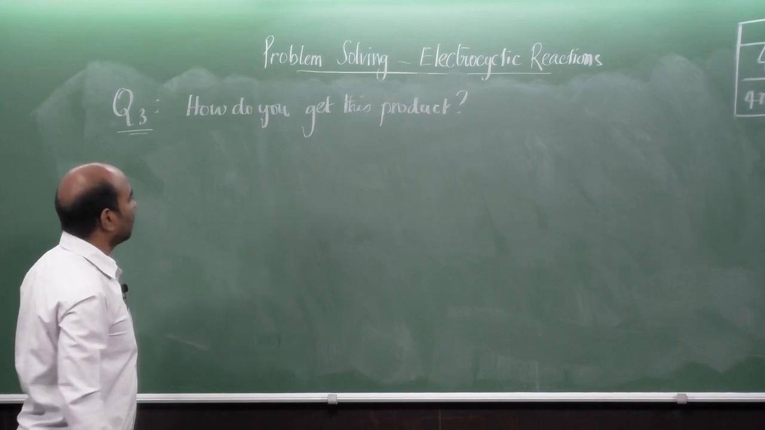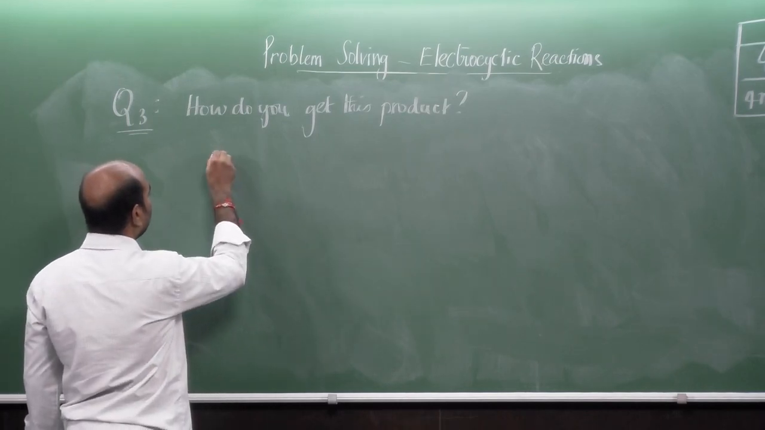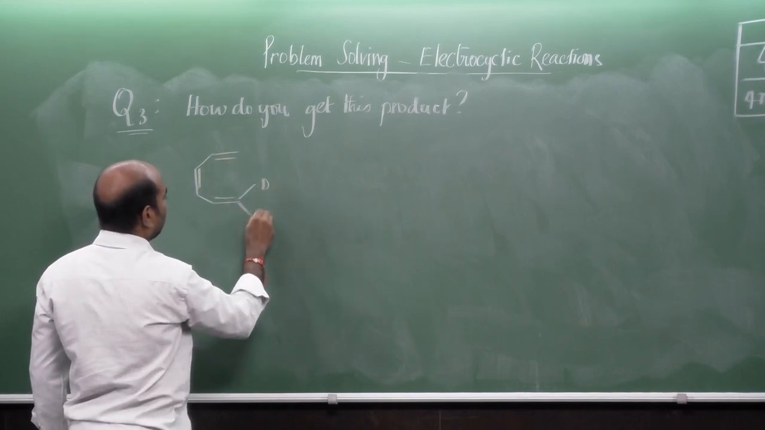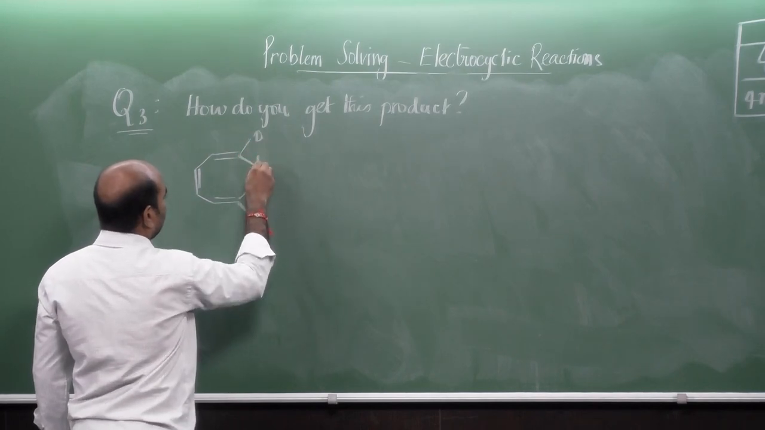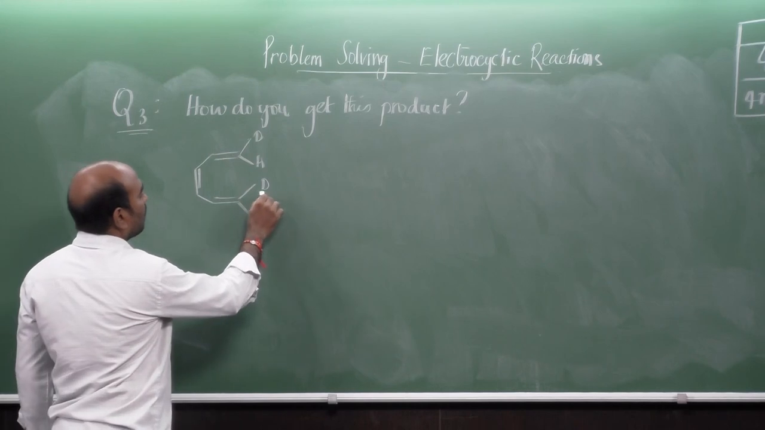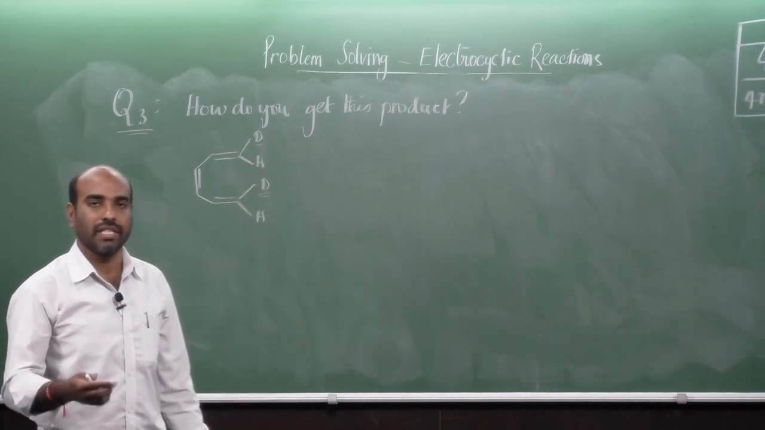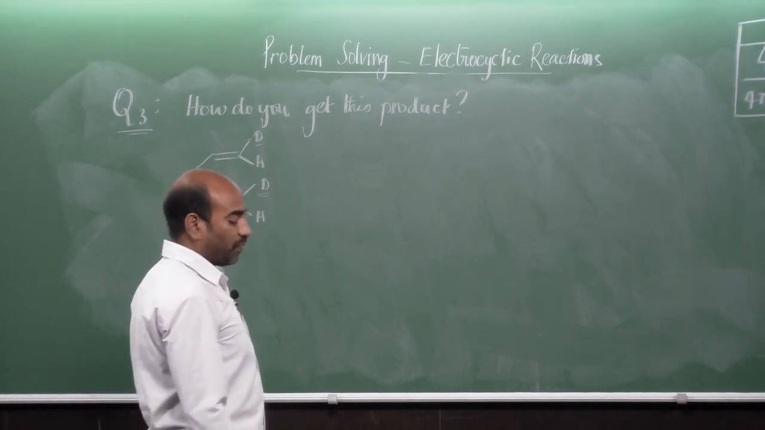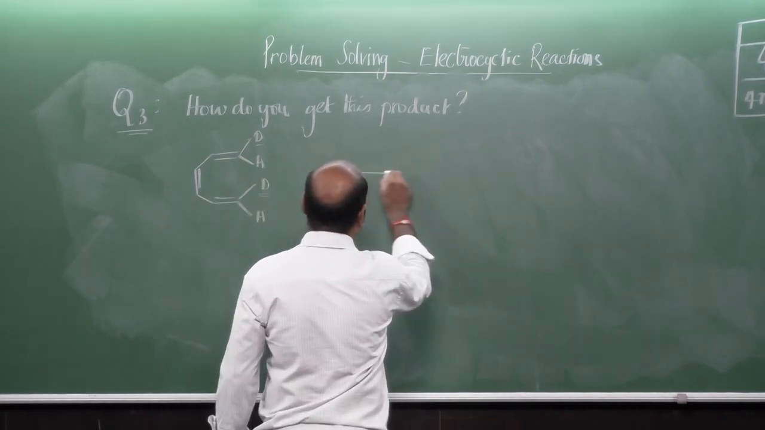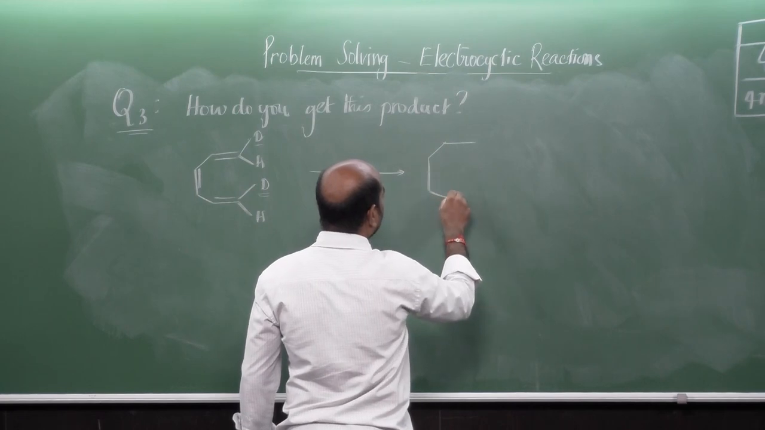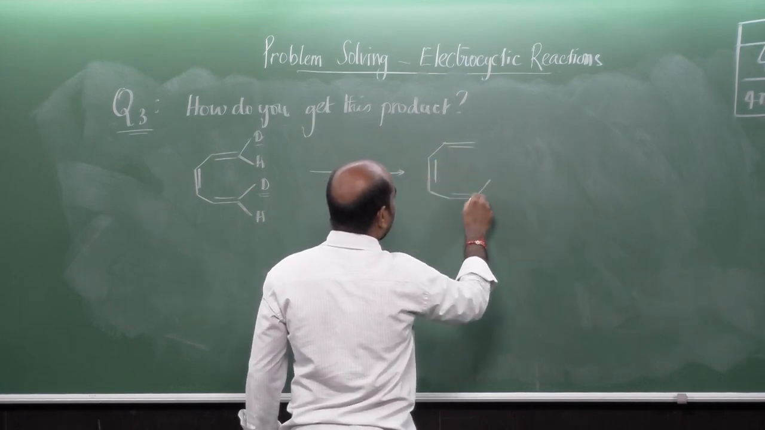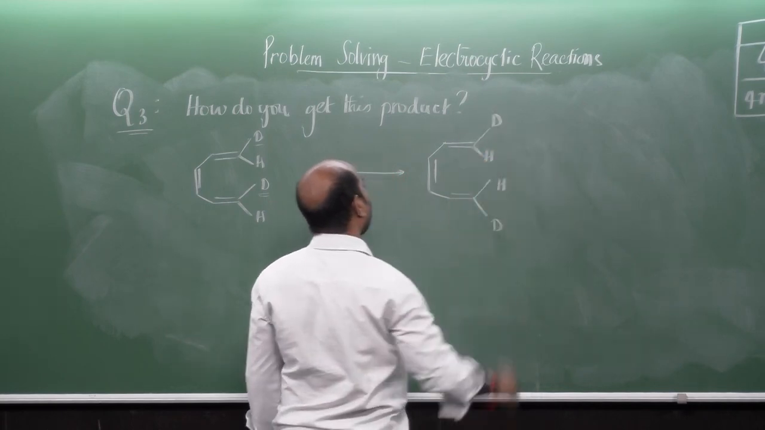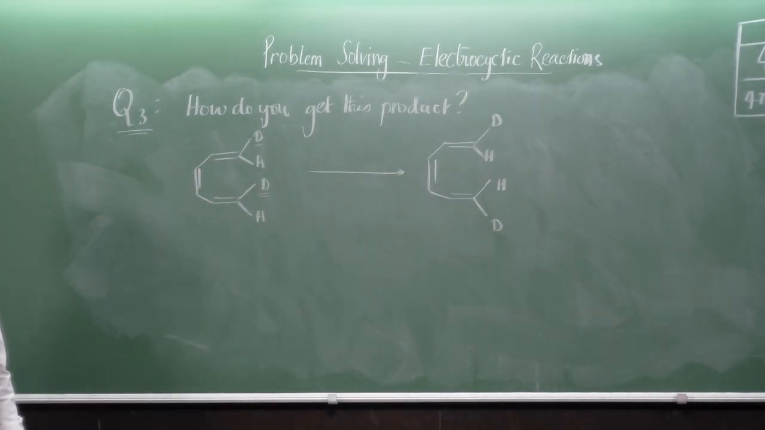How do you get this product? Let us see. A similar kind of example, where the hydrogens are replaced by deuterium. So, of course, we can see now the stereochemistry involved. So, this should be converted into the one where the same side groups are there, and then you are asked to get DHH. How do you change this is the question.